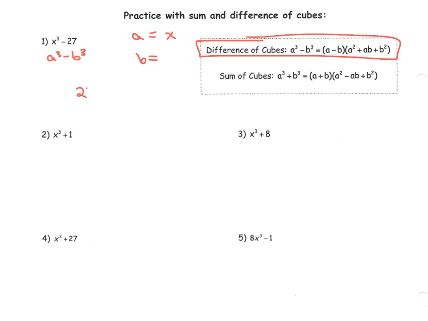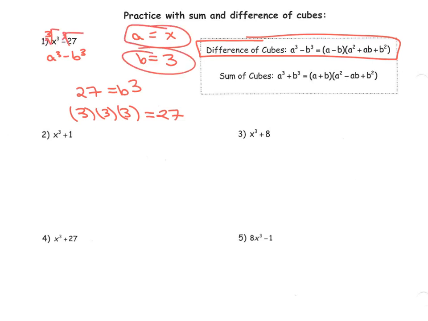27 is equal to B cubed. Well, what times what times what will get me to B cubed? That really is 27. 3 times 3 times 3. So B is 3. Guys, really all you're doing is just taking the cube root of these numbers to figure out what A and B are.